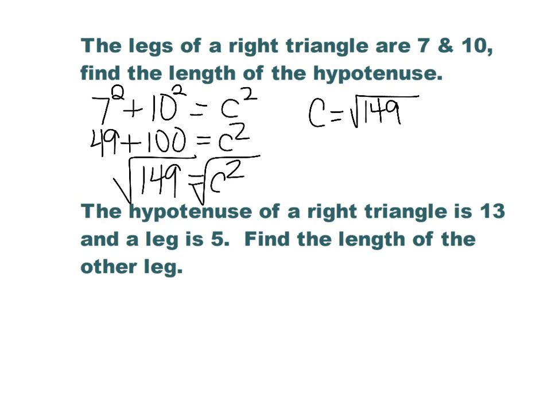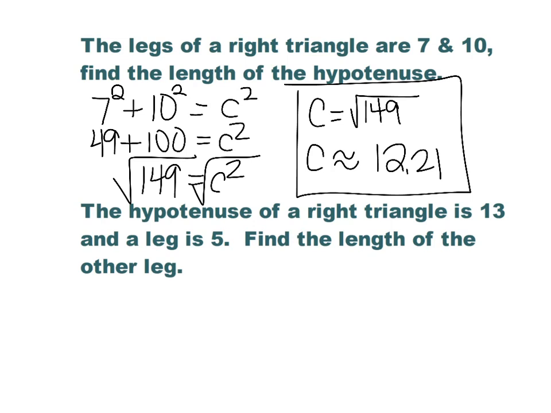But then the other thing that you can do is approximate that on your calculator. So I'm going to do the square root of 149, and I got 12.21. So if it asks for a decimal approximation, that little wavy line means approximately 12.21. So either one of those are potential answers.